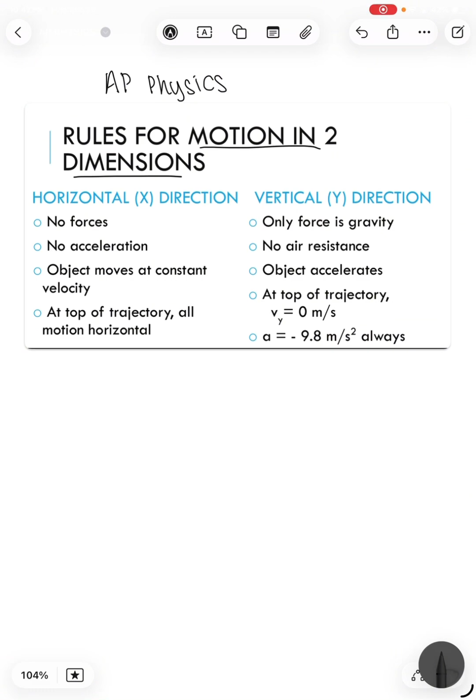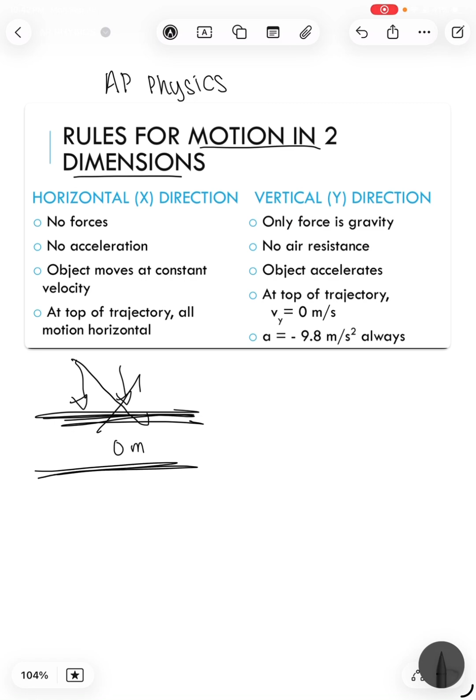Okay, so these are our rules. For the horizontal, in the x direction, there are no forces pulling down, pushing down, or anything. No forces. We also have no acceleration, which means our acceleration would be 0 meters per second squared for any problem, because in the horizontal x direction we have no acceleration. So acceleration is automatically a given.